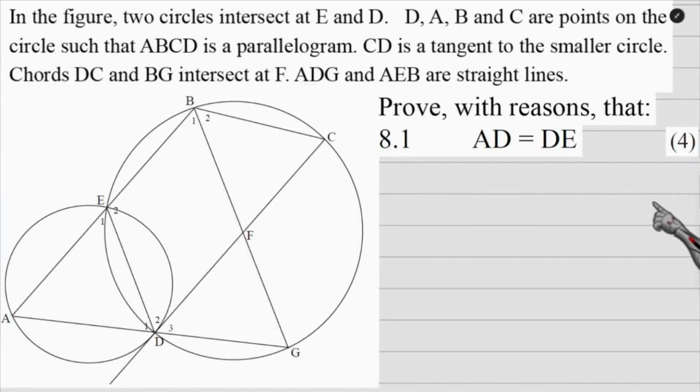In question 8.1, we've got two circles. We've also got a parallelogram in the mix, and we have a tangent over here to the smaller circle. And with all that, we need to prove that AD is the same size as DE. So let's talk about how we're going to do that.